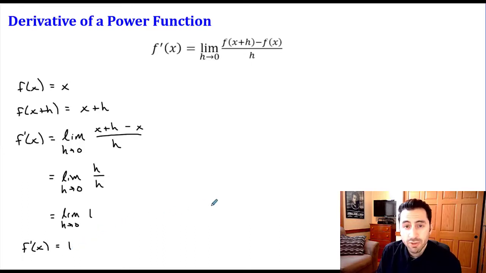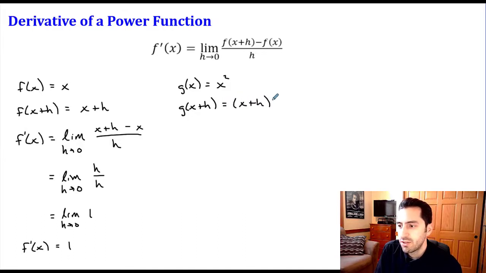Okay, let's try another one. Like I said, I want to try and build a pattern here. So let's take a look at a second function. In this case, let's just go up in degree and let's look at the function x squared. So again, the first thing, I'm going to find g of x plus h because I know I'm going to need that in my limit. So here, this is x plus h squared, which is x plus h times x plus h. And if we simplify all of that, we're going to get x squared plus 2xh plus h squared.